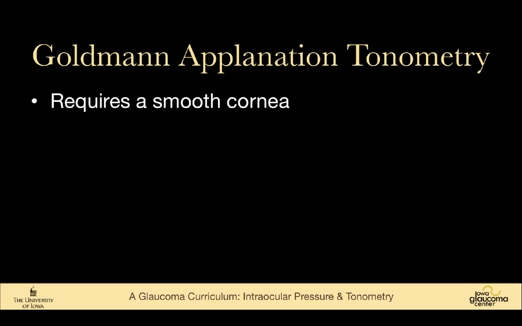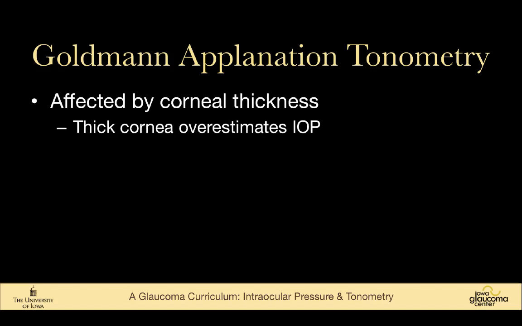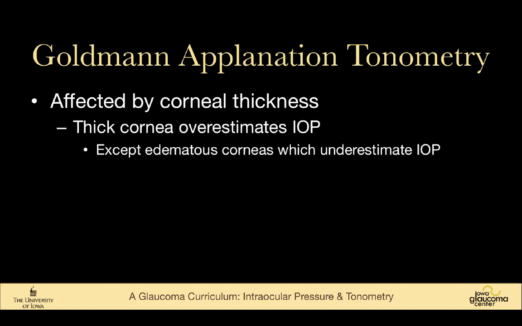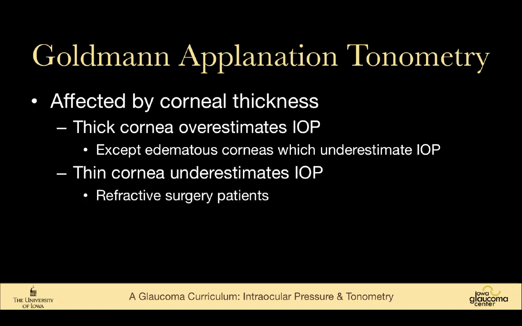Goldmann tonometry requires a smooth cornea. It's affected, as I said, by corneal thickness, so a thick cornea overestimates the pressure, except in an edematous cornea, which underestimates the intraocular pressure. Thin corneas underestimate the pressure. So a lot of people who've had refractive surgery have thin corneas, and that makes the intraocular pressure measurement a little bit challenging.